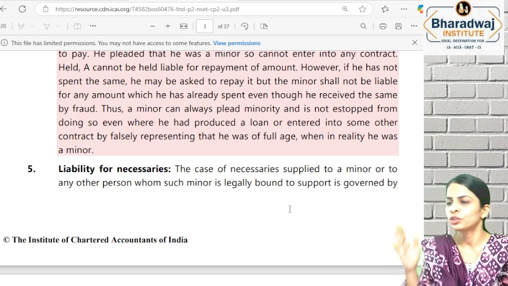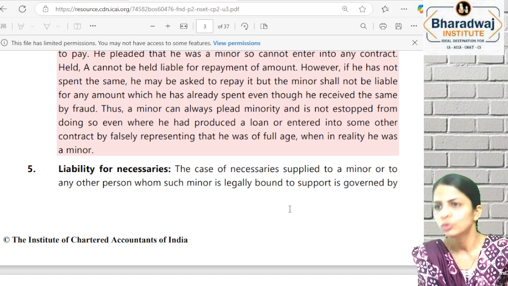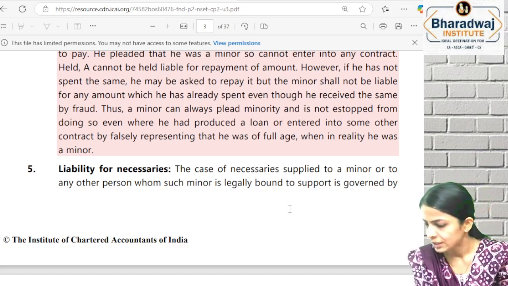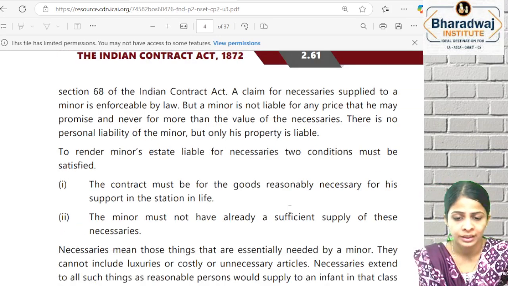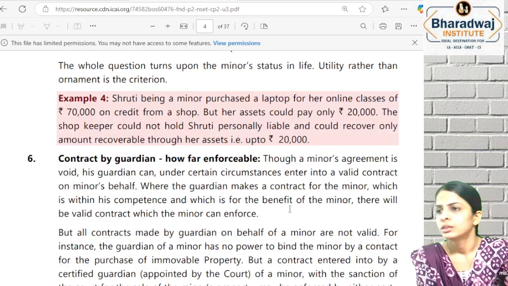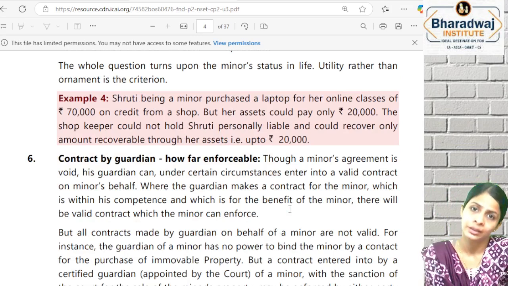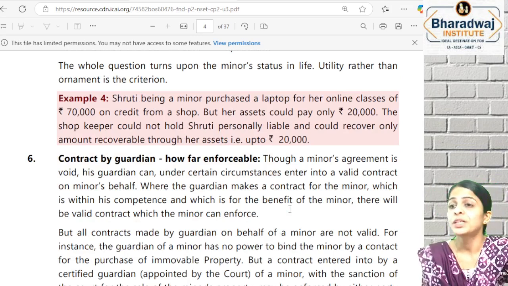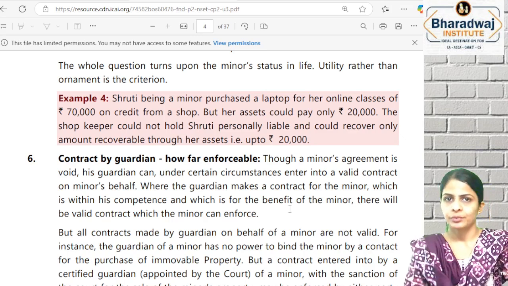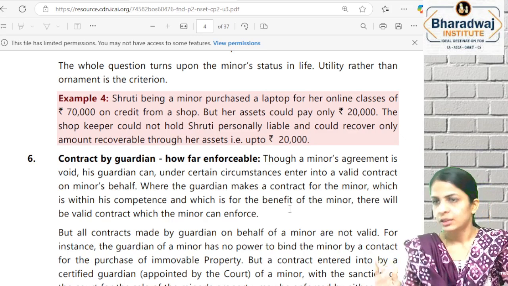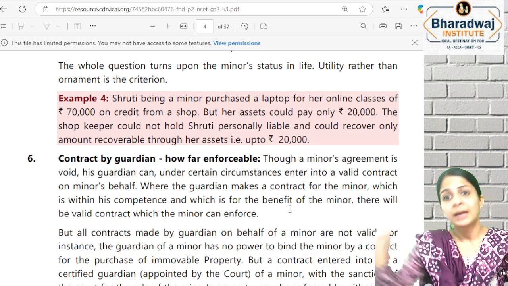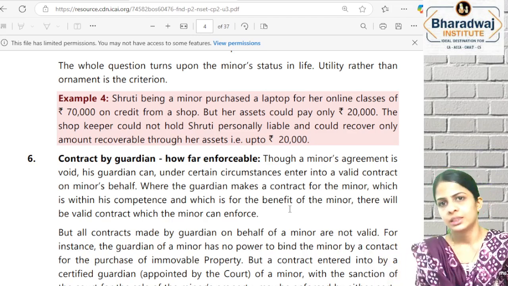Whatever estate or whatever property he is having, from that he has to. Next, entering into a contract by a guardian. A contract entered into by a guardian on behalf of a minor, if it is only for the benefit of the minor, is valid. If a contract is making a minor liable, it is not valid.